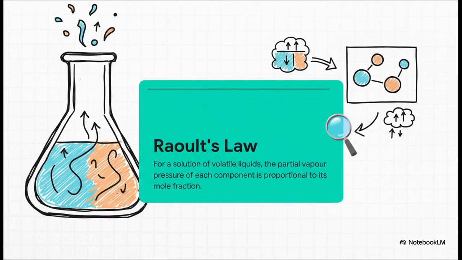All right, so what about when we mix two liquids that both evaporate easily? You know, the ones we call volatile liquids. For that, we turn to Raoult's law. This helps us predict the total vapor pressure above the solution. Put simply, how much each liquid contributes to that total pressure just depends on its mole fraction, which is basically its percentage of the total molecules in the mix.